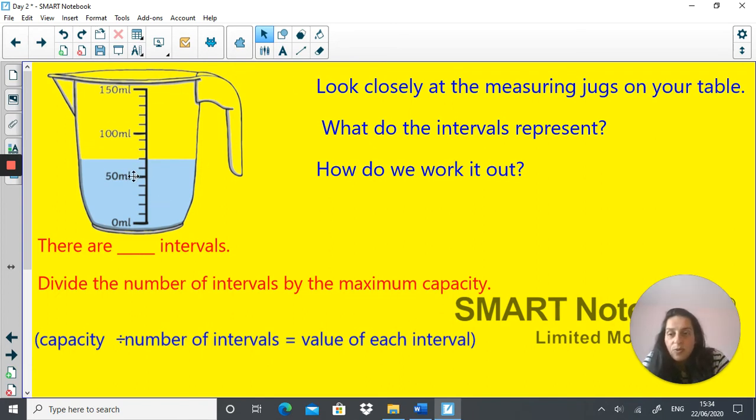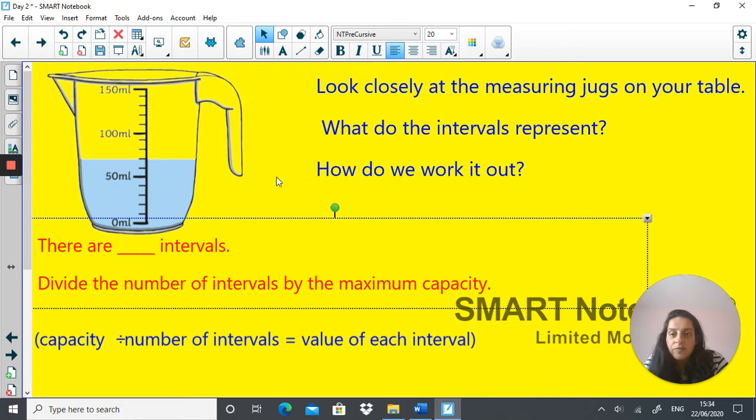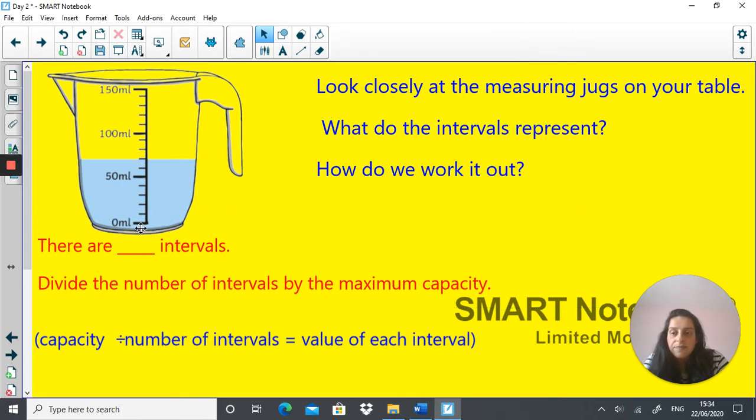Now, 0 to 150 millilitres. What is the measurement that is here? Look carefully. So we have to work out first what each interval represents. So how many intervals are between 0 and 50? Let's look, it says here, number of intervals between 0 and 150. So there are 5, 10, 15 intervals from 0 to 150.